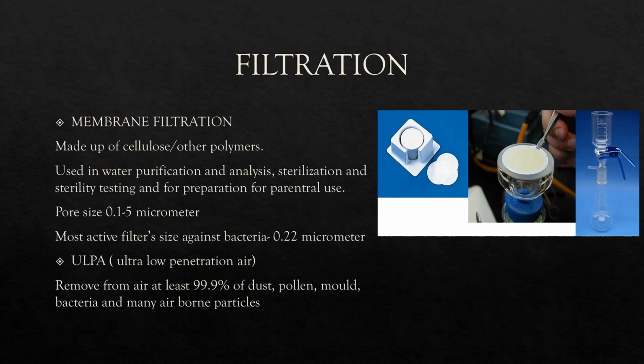Next is the filtration. And in filtration, we have membrane filtration. This is made up of cellulose or other polymers. It is used for water purification and analysis, sterilization and sterility testing, and also for the preparation of parenteral use. Here the pore size of the filter is 0.1 to 5 micrometer, and it is most active against bacteria. Pore size is 0.22 micrometer.